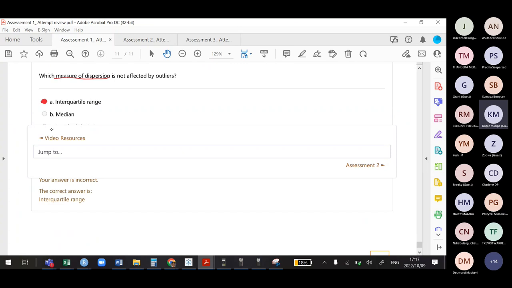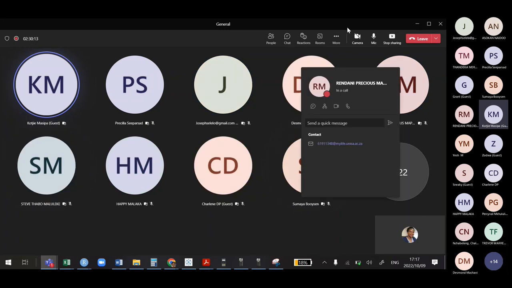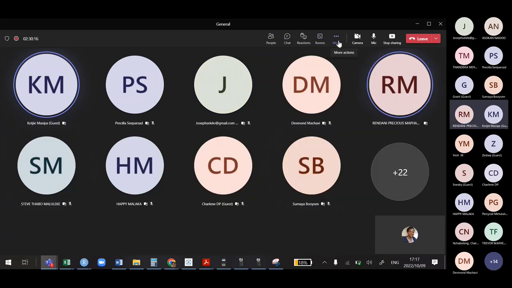But because I can't see the other options that we have, if I have only two options, A and B, B is the measure of locality or location. Okay, so that is your study unit 1, 2, and 3. I'm going to stop the recording.